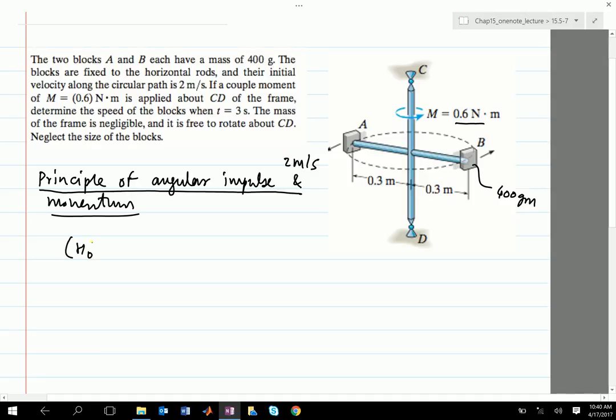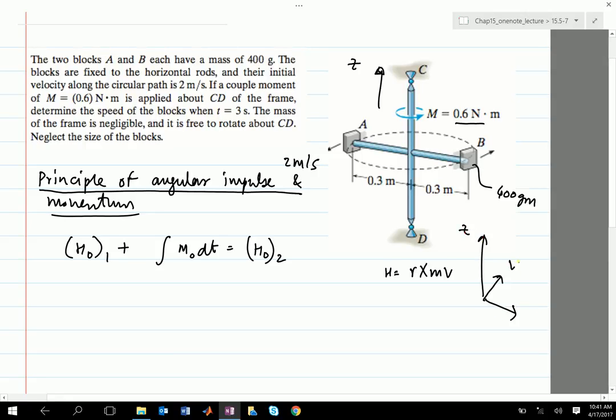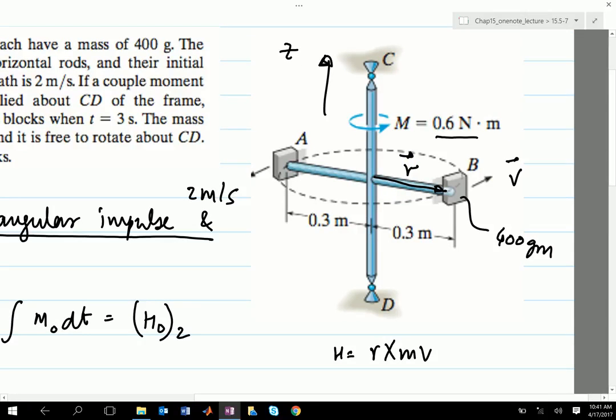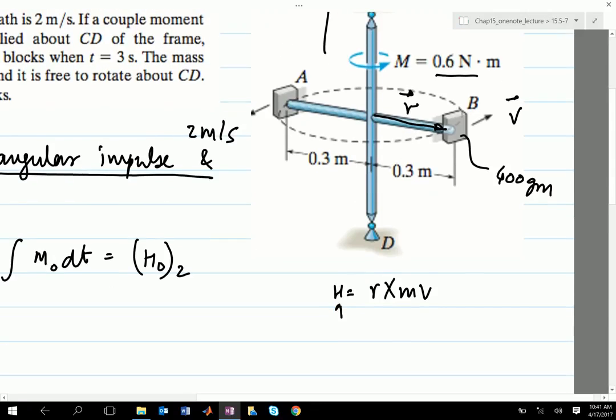It says that HO1 plus the integral of MO dt equals HO2. I'm going to skip the vectors, because, again, as in the previous problem, M is about the z-axis. H is also about the z-axis because H is R cross mV. The vector V is in the plane. V is this way, R is this way. So when you do R cross V, you get a vector which points in the z direction. This is along z.